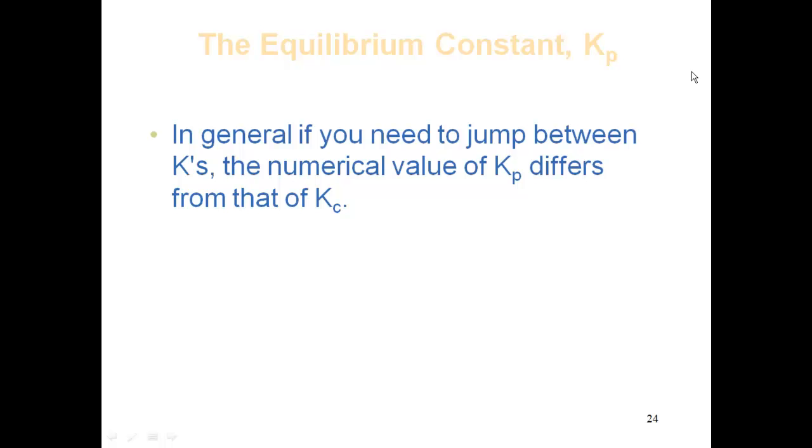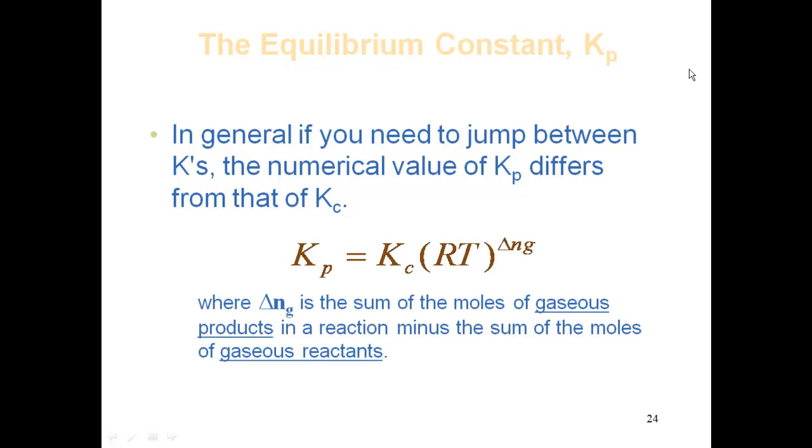In general, you may need to jump between Ks. The numeric value of Kp differs from that of Kc based on the following. Kp is equal to Kc times RT to the delta Ng, where R is your ideal gas constant and T is in Kelvin. T has to be in Kelvin to cancel out with the ideal gas constant, which, you may recall, is 0.0821 liter atmospheres per mole Kelvin. You need Kelvins there, that way they can cancel out.